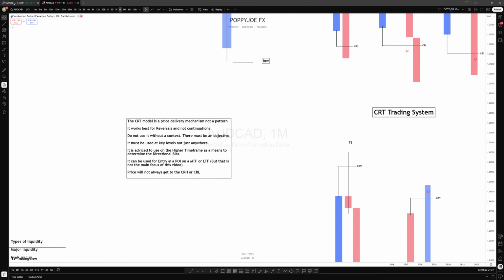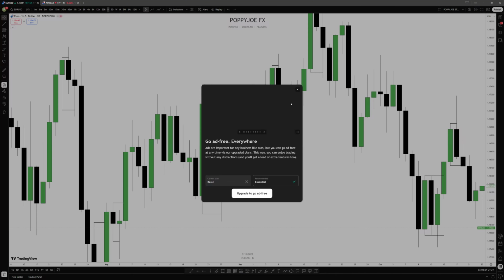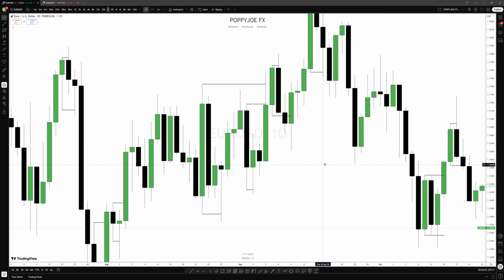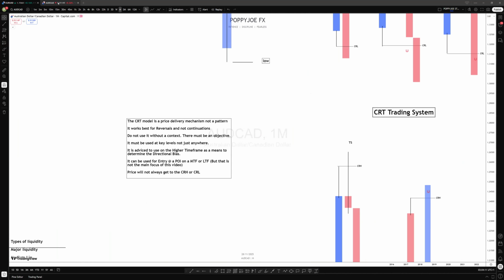Like when I was checking it out on the chart here, I was checking it out in terms of pattern. But if I was going to trade it, there should be a context for trading it, not just trading it because price is not closing below this point or whatever, and then I just follow it blindly. It must be traded within a context. And yes, it works best for reversals and not continuations.